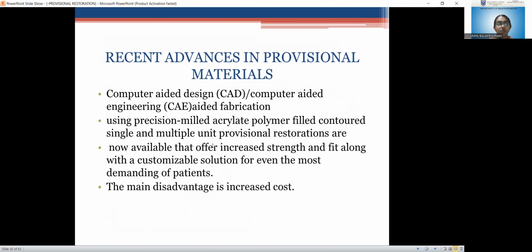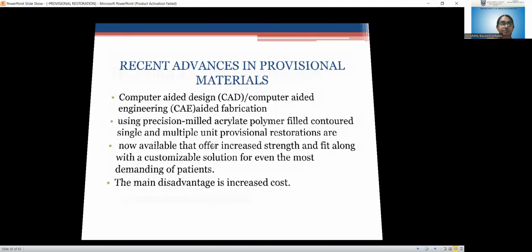What are the recent advances in provisional materials? Computer-aided design and computer-aided engineering can be used for fabricating precision-milled acrylate polymer-filled single and multiple unit provisional restorations. It has increased strength and fit along with a customizable solution. The main disadvantage with this type of CAD-designed material is that it has an increased cost.